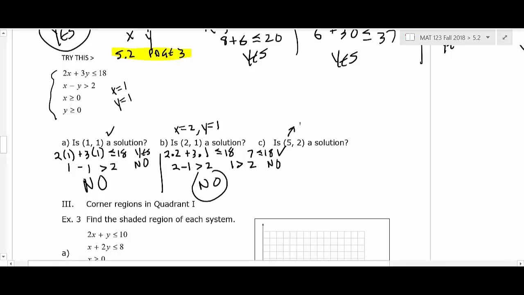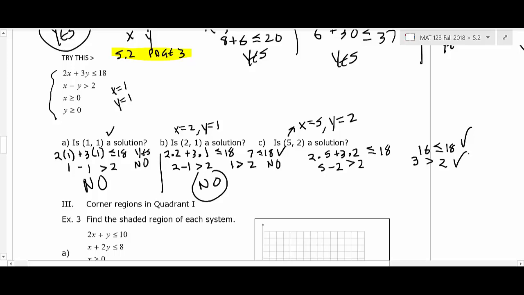And then this last one, x is 5, y is 2. Simply plug in, start at the top one. The top one would be 2 times 5 plus 3 times 2. We'll see if that's less than or equal to 18. That would be 10 plus 6, that would be 16 less than or equal to 18, so that works. Plug it in the second one, which would be 5 minus 2 greater than 2. So that would be 3 greater than 2. So that also works. Okay, so everybody see what I'm doing?